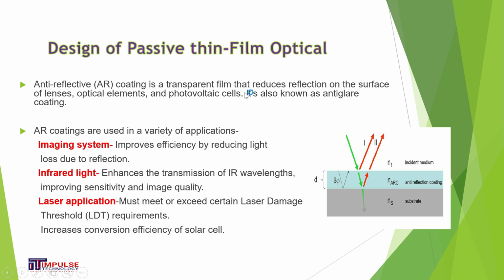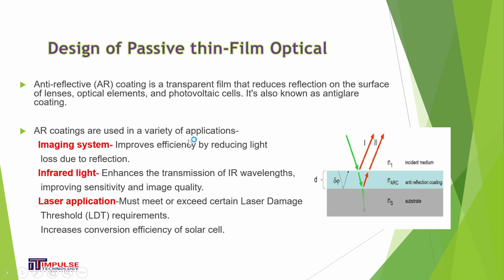It is a transparent film that reduces reflection on the surface of lenses, optical elements and photovoltaic cells. It is also known as anti-glare coating. In this diagram you can see a substrate and an anti-reflection coating given here. It will help to reduce the reflections.